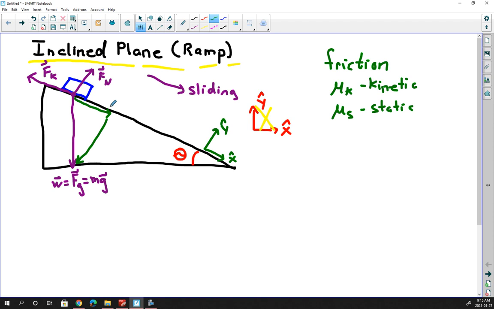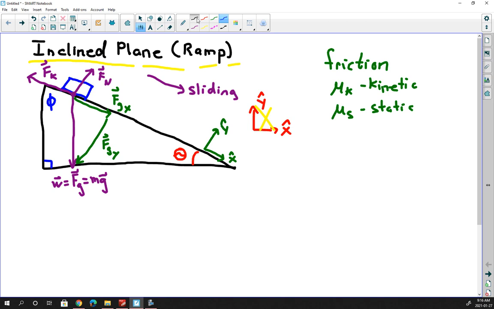So there will be a force of gravity x component. Let's make a better x there. And a force of gravity y component. Now let's just remind us of what the angles are in here. That's 90 degrees in there. That's theta, so this would be its complement to theta, which we'll call phi.